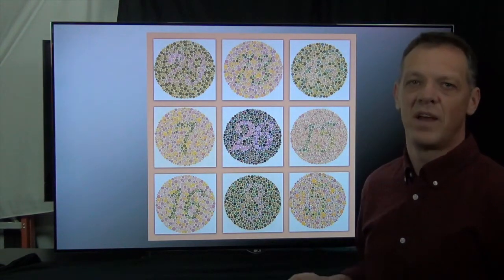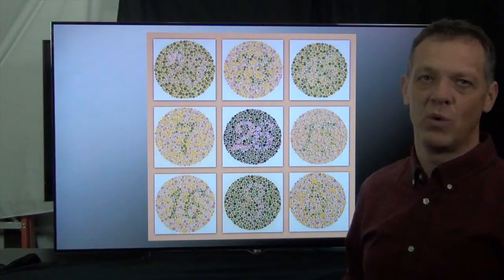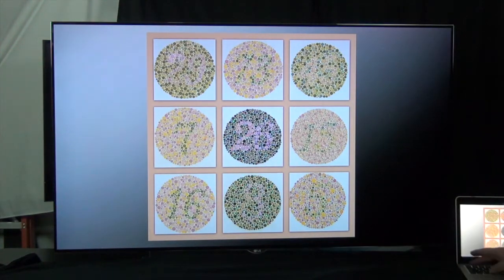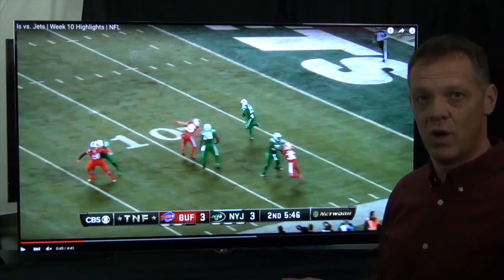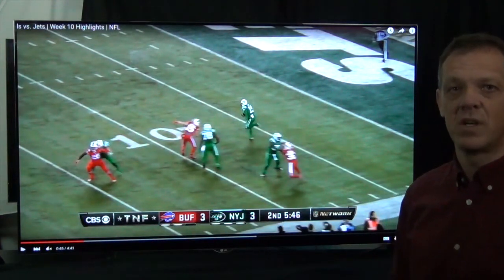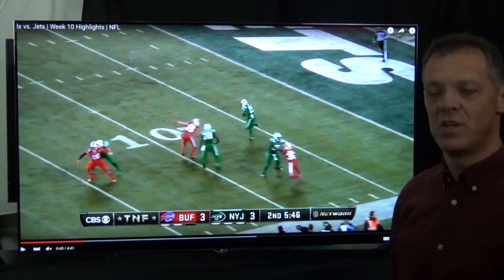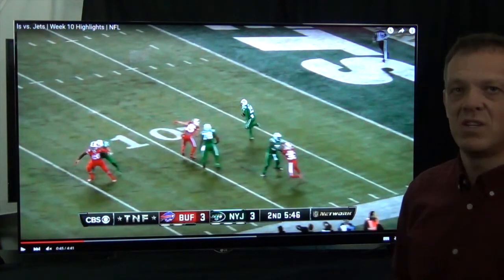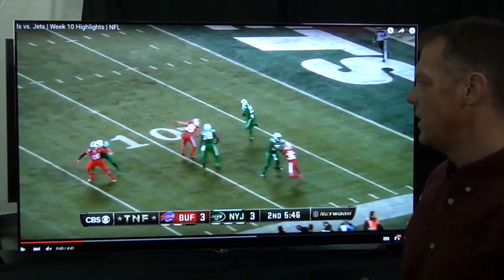But now what does it look like in real world content when we're watching real video? Well, turns out my son also likes football. We'll also look at the simulation of what the simulated red deficiency looks like, and then we'll look at how the compensation works to bring out more detail and make it easier to tell the teams on the game.